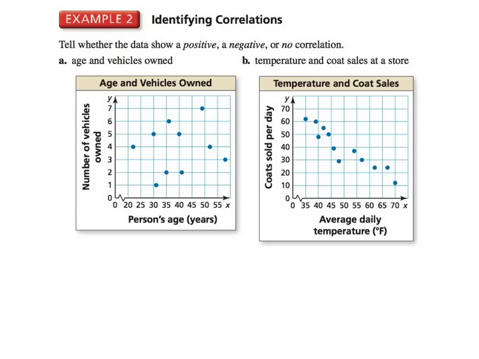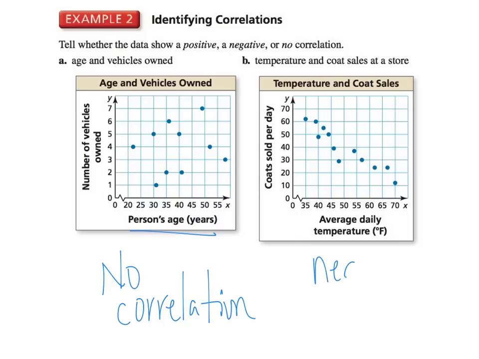Example 2. Tell me if the data shown is a positive, negative, or no correlation. A, age and vehicles owned. So here's a person's age related to the number of vehicles they own. This would be no correlation. Now the next one, the temperature and coat sales, would be a negative correlation.